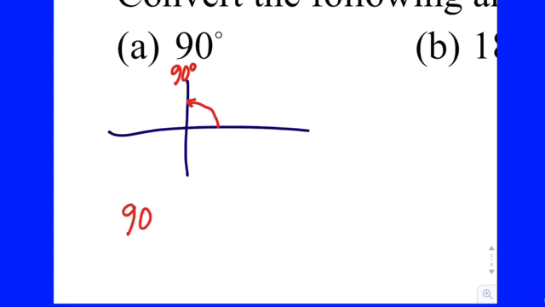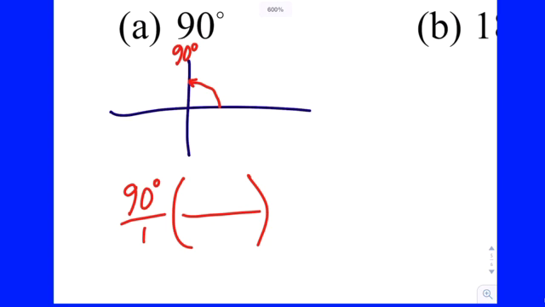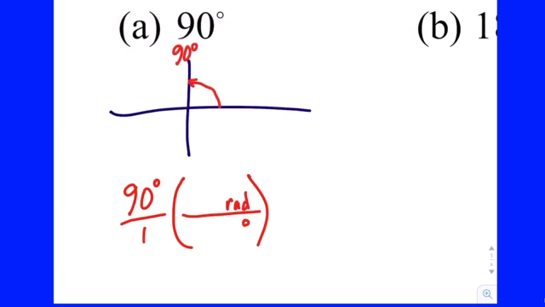So here's what the conversion will look like. You're going to memorize this soon enough. But again, if you put it over 1, we're going to multiply by a conversion factor. We want to convert it to radians. So to get the degrees to divide out, degrees have to be in the bottom, and that means rad has to be in the top. So what's the conversion factor? Pi over 180 or 180 over pi?